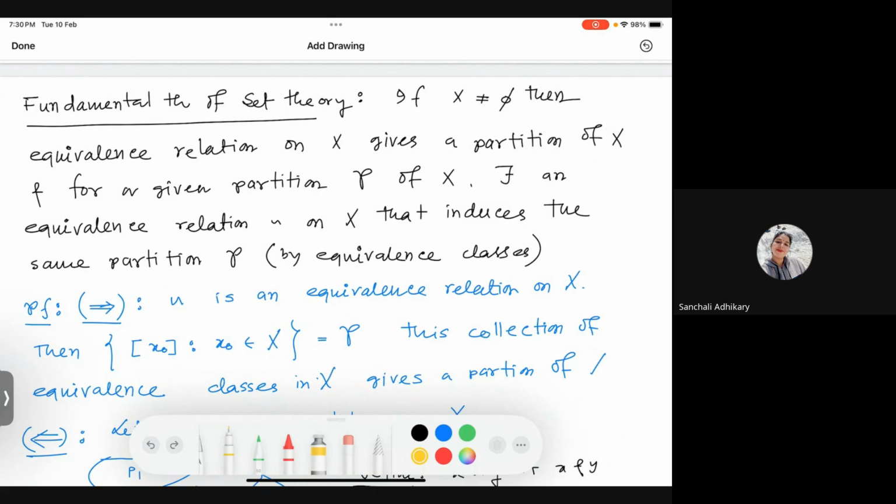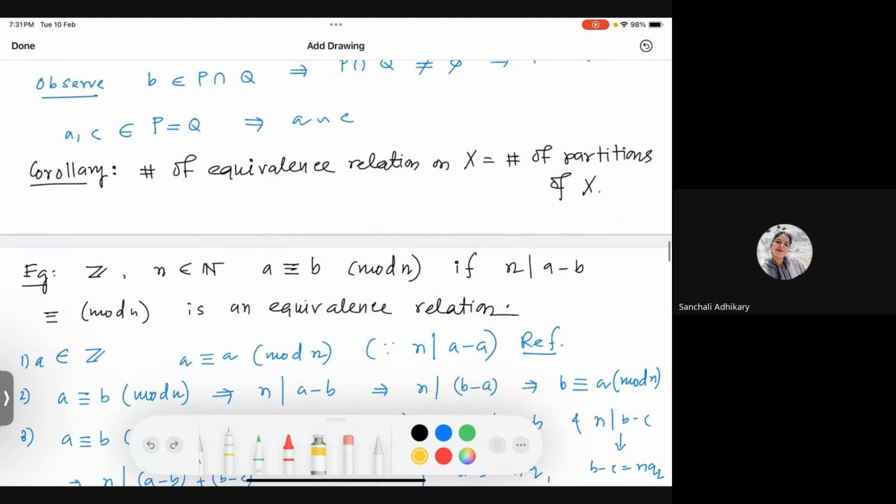Okay. So from this theorem, you can say, how many partitions can be defined on a set X? It means how many equivalence relations you can define on a set X. So both are equal, right? So the number of equivalence relations on X is equal to the number of partitions on X. Okay?